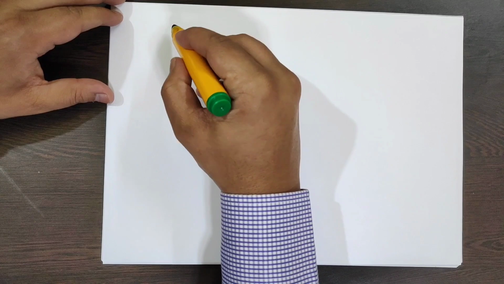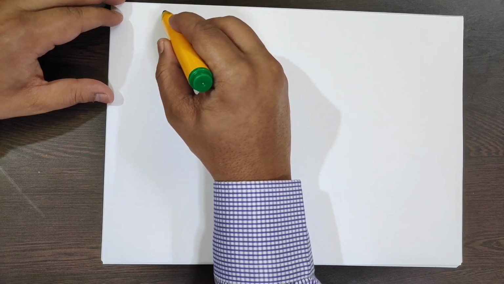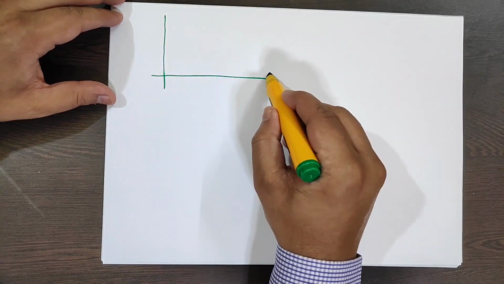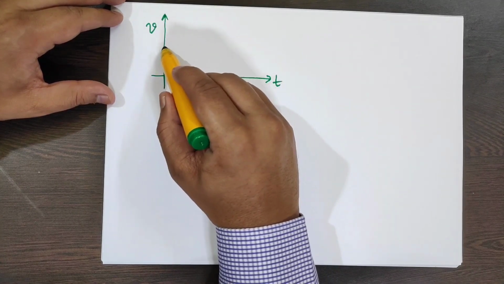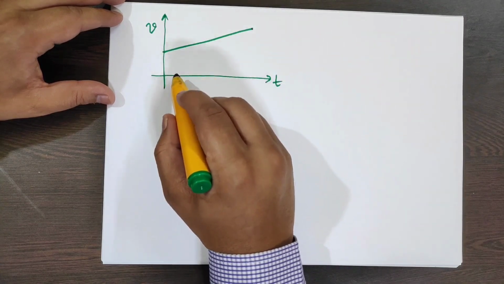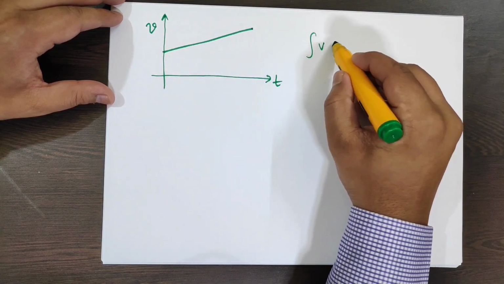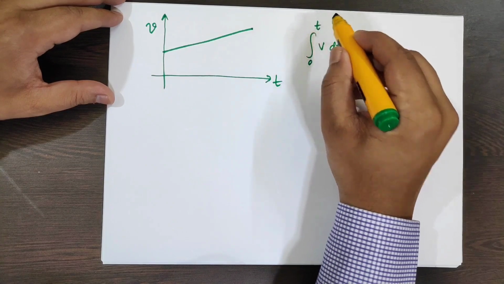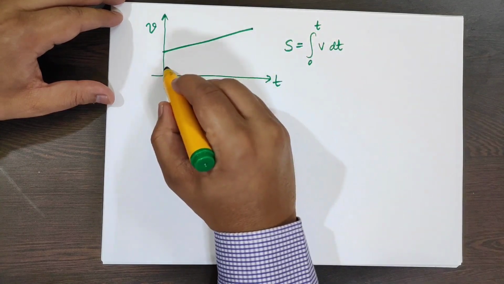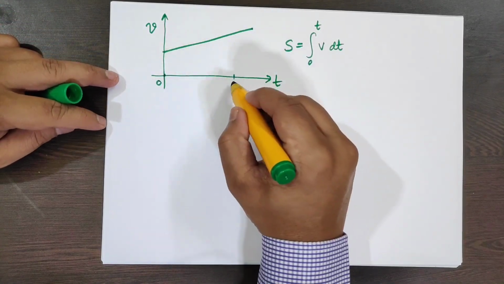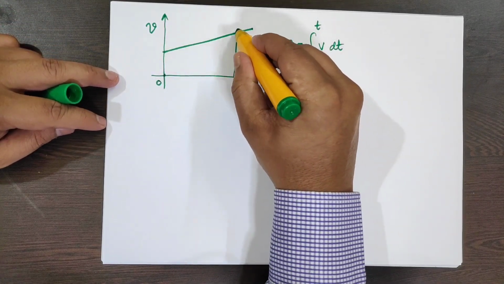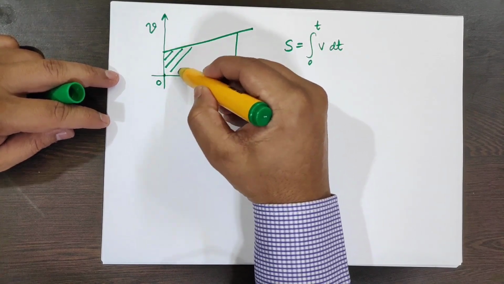So graphically also, say if you have the v-t curve, here it is obviously a straight line, so the integration of v dt from 0 to t, that is s. So that is from the integration concept, the area under the v-t curve from here to here. So you can calculate it from here also.